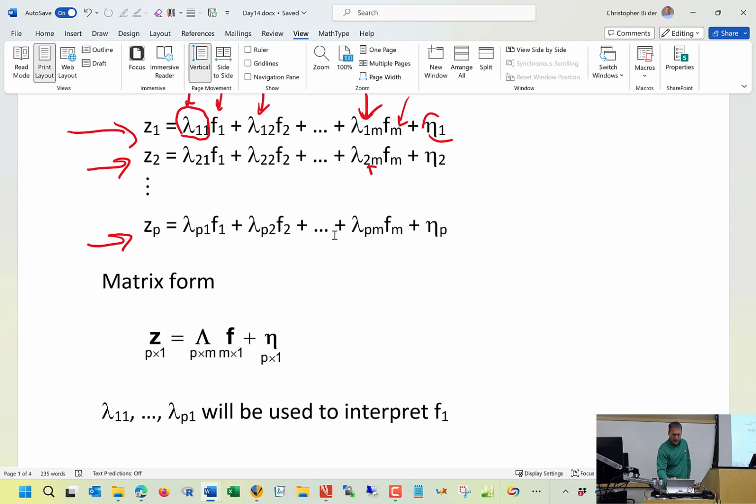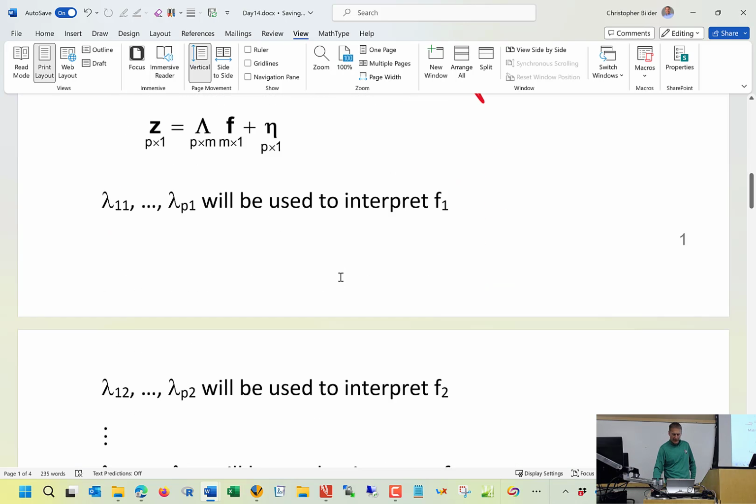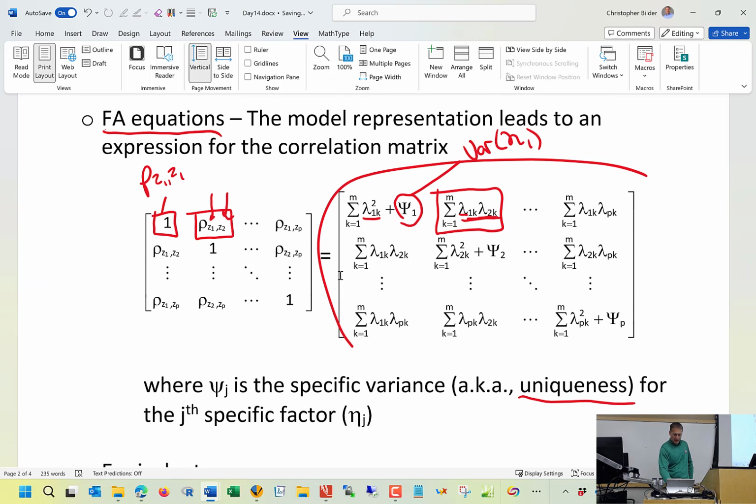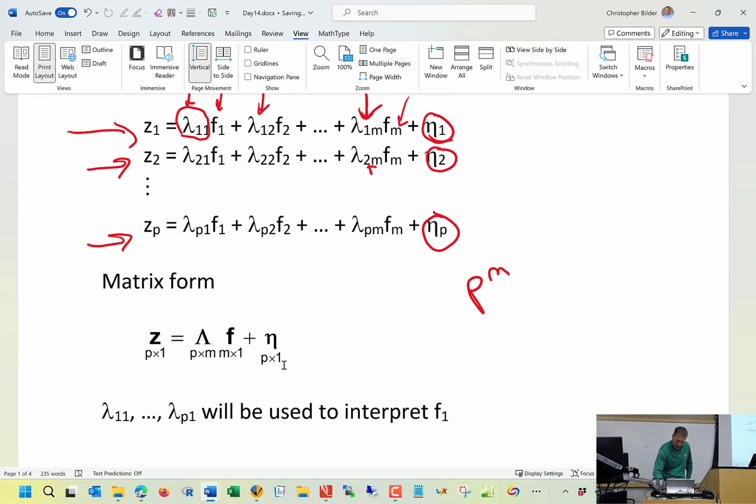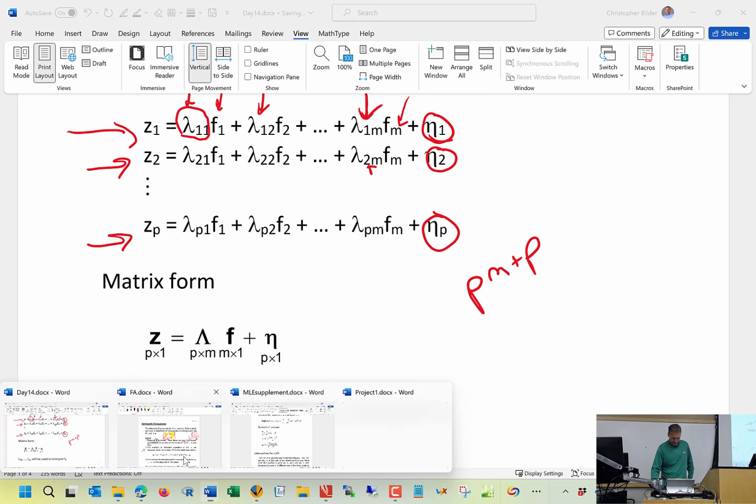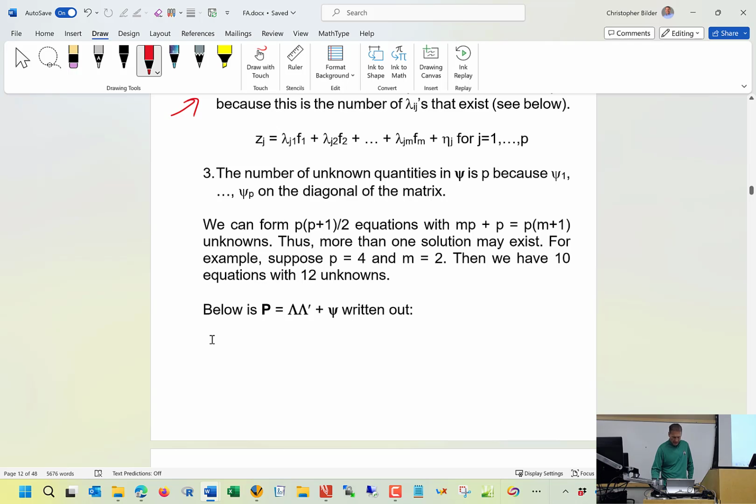Also, remember with these etas, they each have a particular variance that's unknown to us. So we have p variances that are unknown. So in total, on the right-hand side of our factor analysis equations, we have how many unknowns? P times m plus p. For some reason, I just wrote it as m times p in our notes, but it's p times m as well.